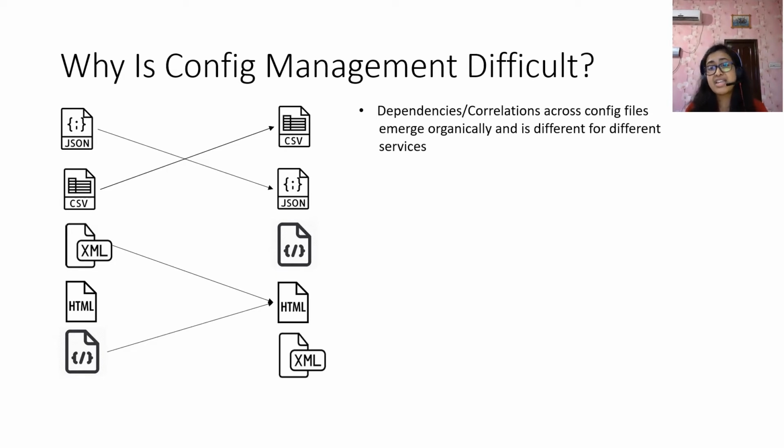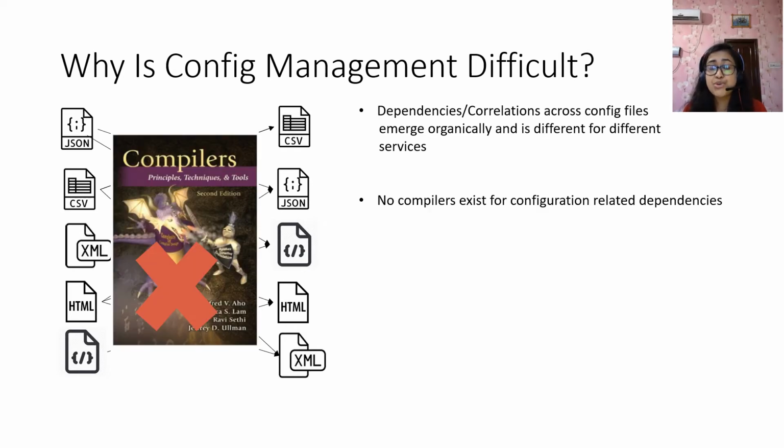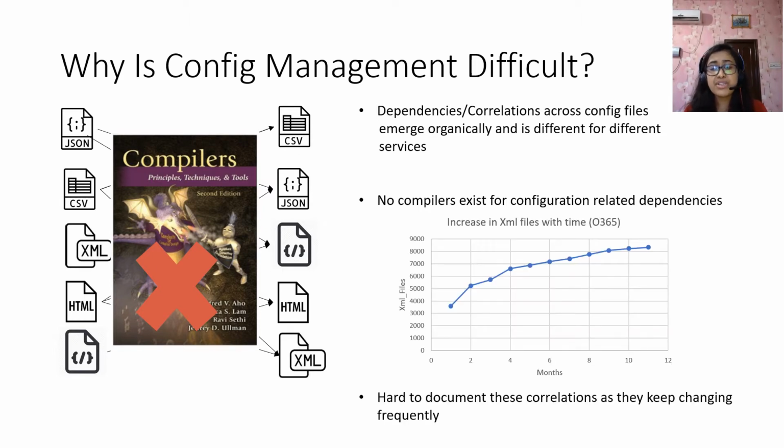Again, based on analysis, we realized that there are varieties of configuration files across different services, and the dependencies or correlations across these files emerge organically and is very different from one service to another. Unlike code, which has syntactic and semantic structure associated with it, configuration files lack that rich information, and so no compilers exist for configuration-related dependencies. Moreover, it's very hard to document all these correlations because they keep changing frequently.